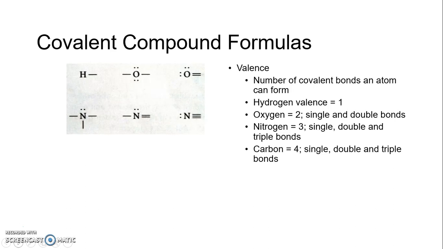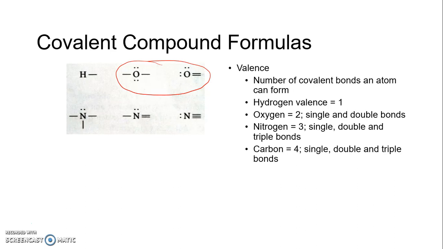Oxygen, on the other hand, has two valence electrons, or rather, it has room to accept 2 more electrons. That's the better way to say it. And so you can either have 2 single bonds or 1 double bond. That's what's possible with oxygen because it can accept 2 more valence electrons.